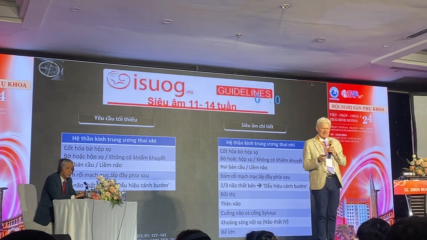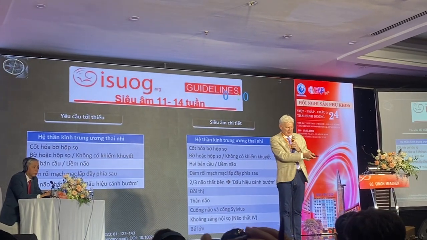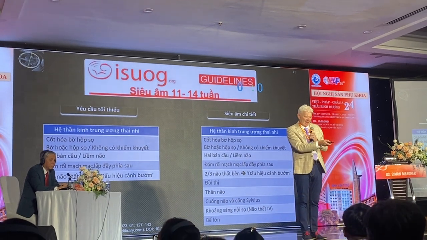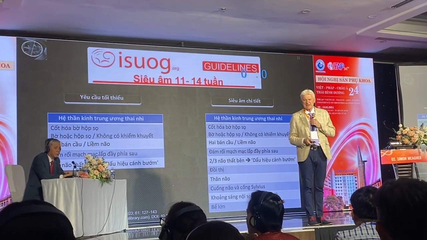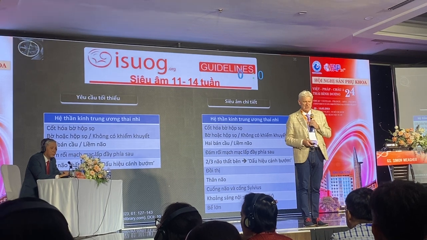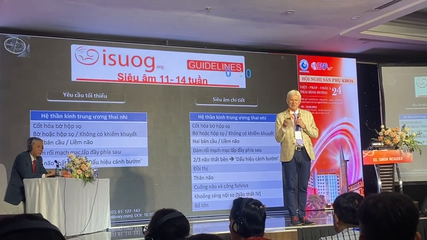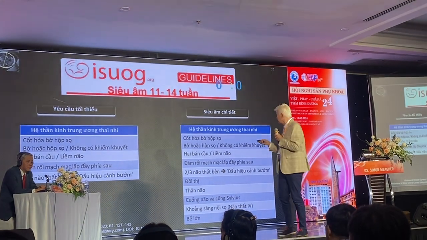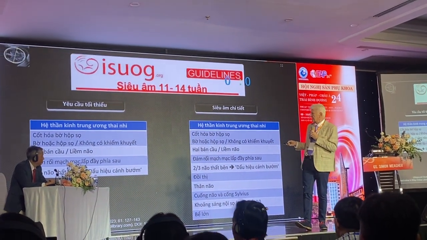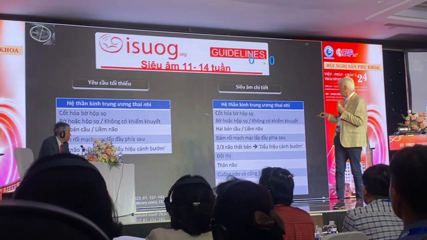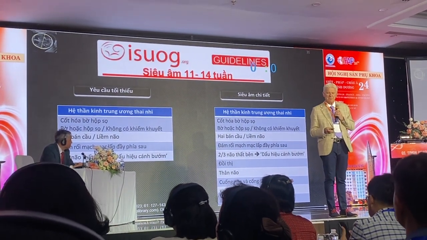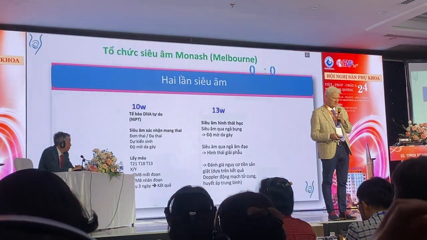So if we look at the scan, ISUOG guidelines, on the left-hand side, this is a minimum standard. And on the right-hand side, that is a dedicated scan. So you have to decide as a doctor, are you somebody who's doing the minimum standard? Are you doing a minimum standard scan? Or are you somebody who's doing a detailed scan? Because you need to understand where you are positioned going forward.